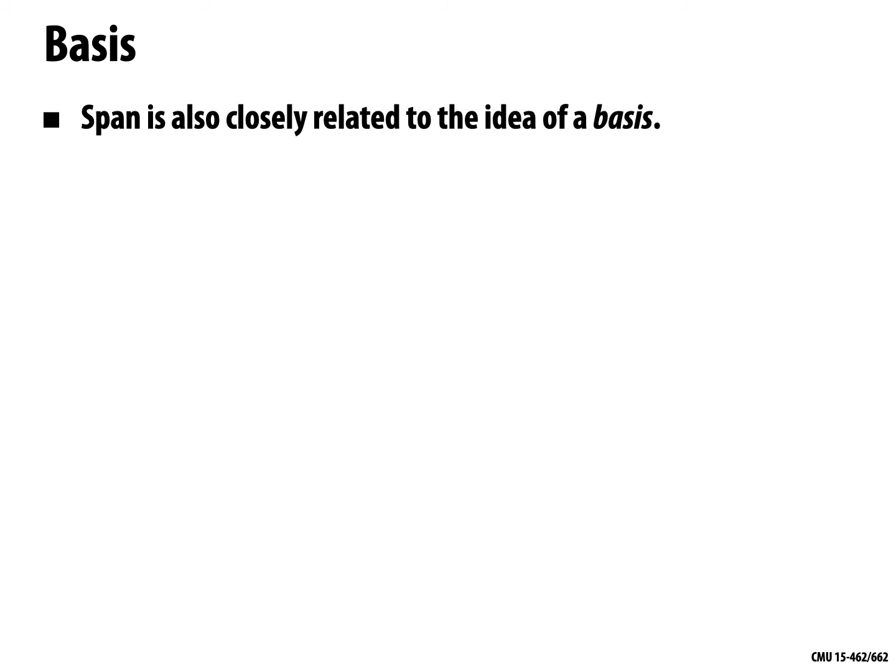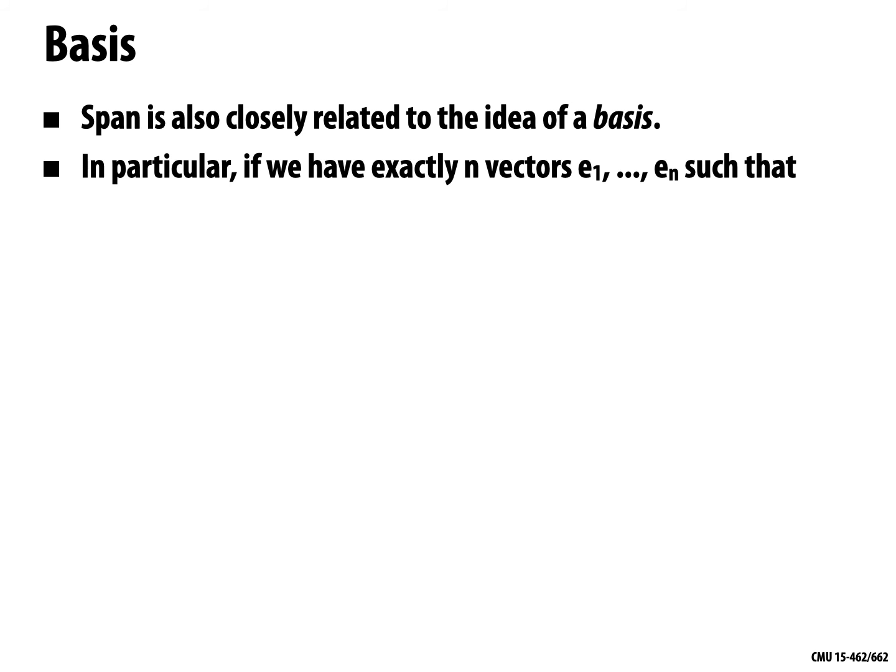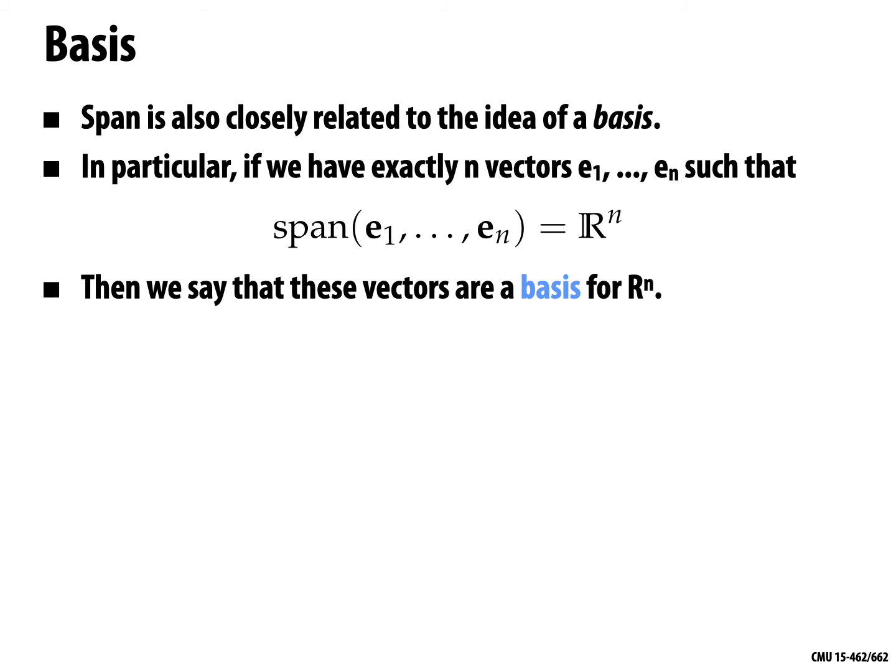Okay, the span is closely related to the idea of a basis. So in particular, if we have exactly n vectors e1 through en, such that the span of all those vectors covers all of Rn, then we say that these vectors are a basis for Rn. Importantly, we have to have exactly n vectors that span Rn. Okay? If I have more than n vectors that span Rn, that's not a basis. It's only when I have exactly n vectors. Importantly, there are lots of different choices of basis for Rn.